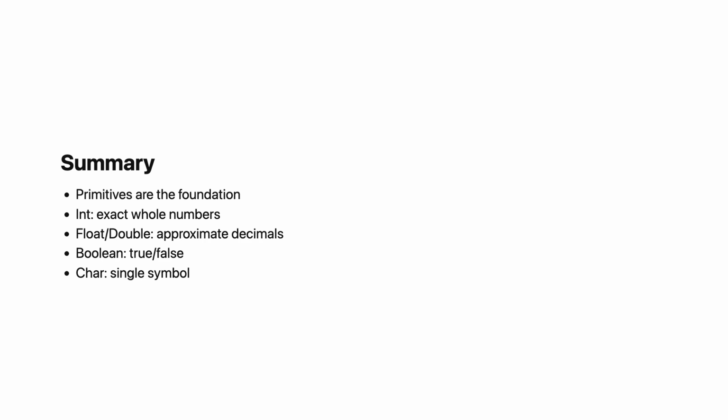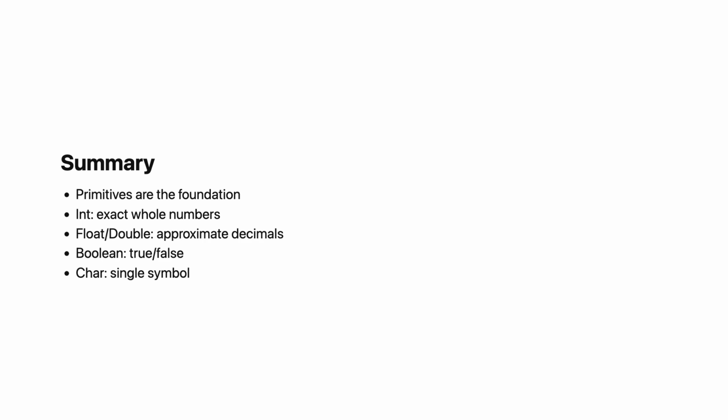Let us summarize. Primitive types are the fundamental building blocks of data. Integers represent whole numbers. They are exact but have a limited range. Floating point numbers represent decimals. They have wide range but limited precision. Booleans represent true or false. They are the foundation of program logic. Characters represent single symbols. They are the atoms of text.